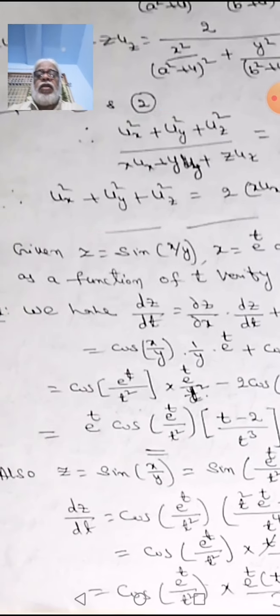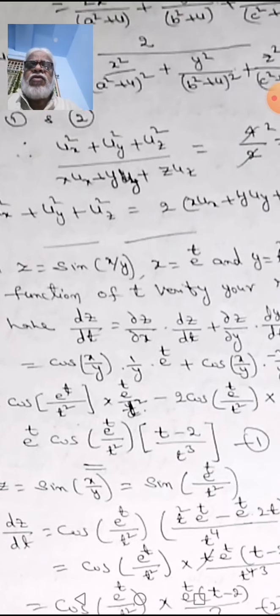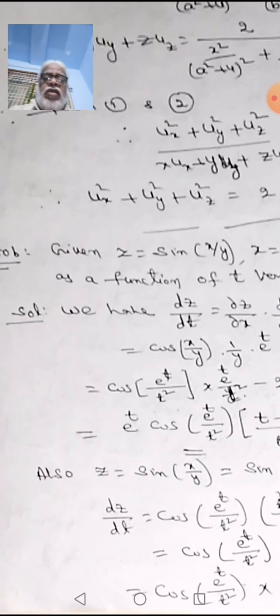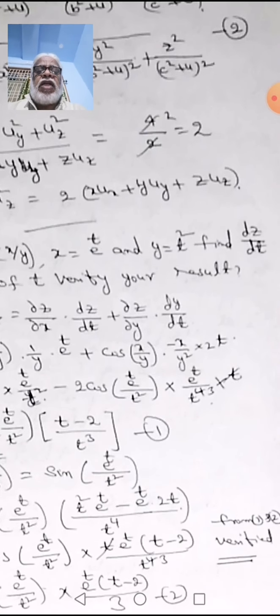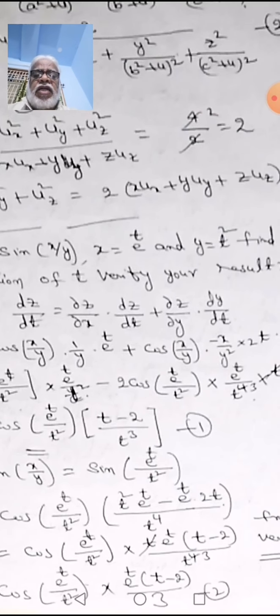So by this method, by chain rule, we find dz/dt, that is dz/dt is e^t cos(e^t/t²) into (t minus 2)/t³. That is the value of dz/dt. If they ask only to find dz/dt, it is over up to this, but in the next line of the question they ask, as a function of t, verify your result. Is this correct? If the function is in t, we can verify here.